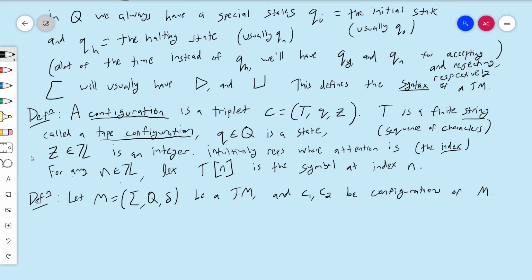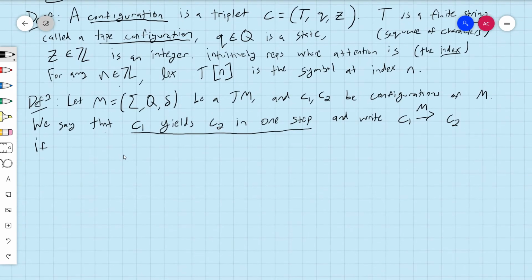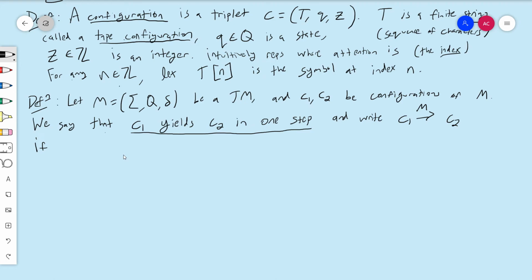So we say that C1 yields C2 in one step, and write C1 ⊢_M C2. This is the notation to say C1 yields C2 in one step, if... and before I just write down what it means, let's figure out what it should mean. So what should it mean to yield a configuration in one step?